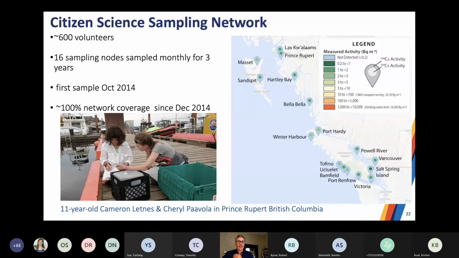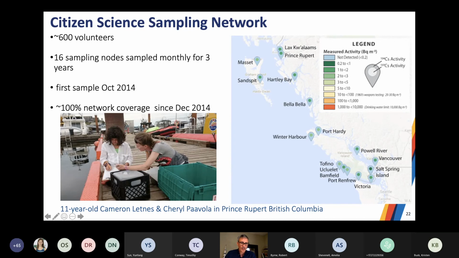Now, we were also interested in understanding what was happening along the coast, mostly because that's where a lot of the recreational fishing and subsistence fishing is done along the coast of British Columbia. Here's Vancouver Island here. This is the Olympic Peninsula down here. Seattle is sitting down here. And here you see the communities where we were able to recruit volunteers to collect 20 liters of seawater every month and send us that water for analysis in the laboratory for cesium isotopes. So we had about 600 volunteers come forward, and we've had 16 of these communities sampling monthly up until the end of the project in 2020.